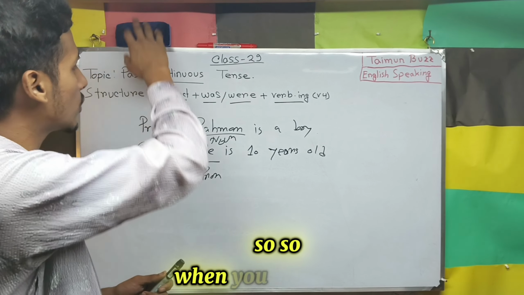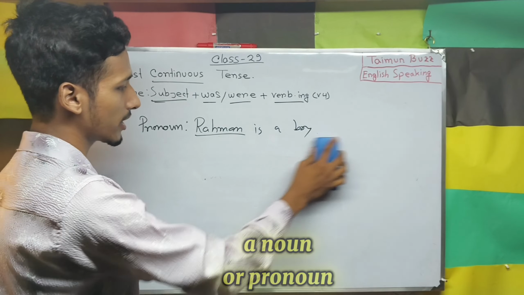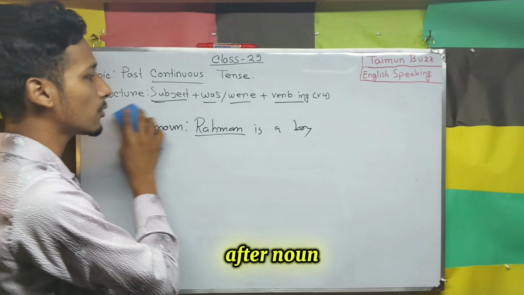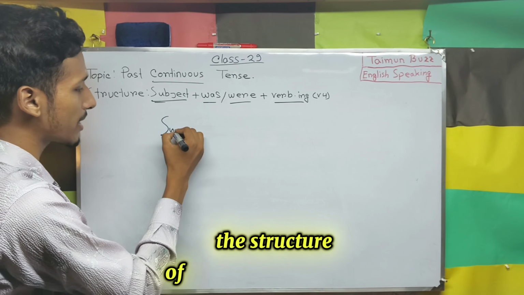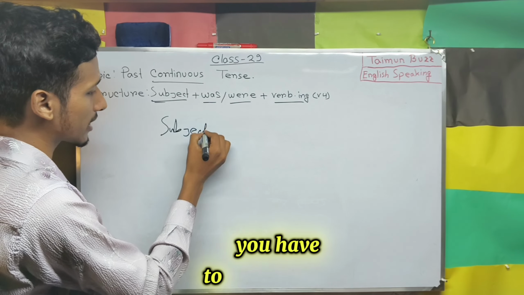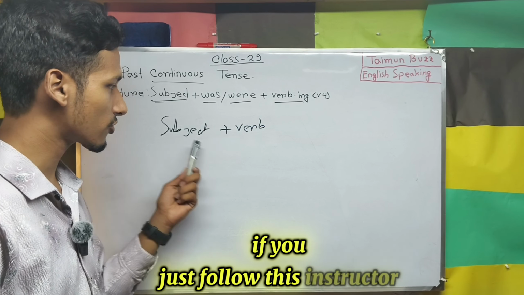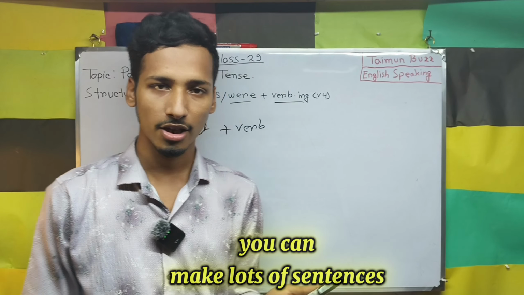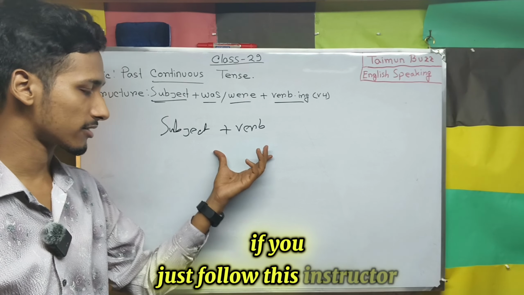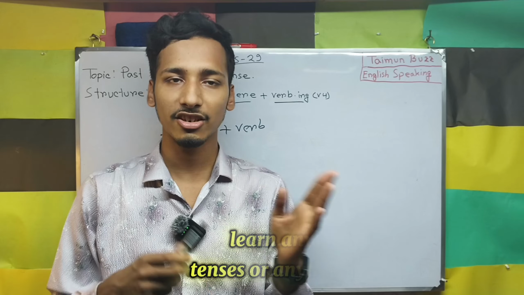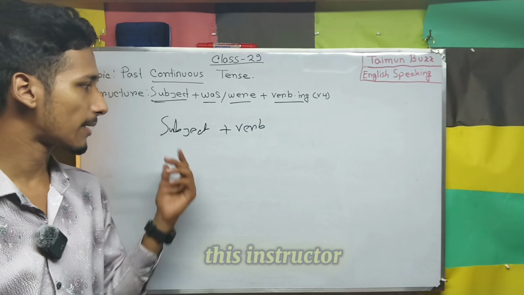When you are making any sentences, first you have to take a noun or pronoun, then you can make sentences. After the noun, then you can take a verb. The structure of making any sentence is, you have to take a subject, then you have to take a verb. If you just follow this structure, you can make lots of sentences, lots of uncountable sentences. If you just follow this structure, you don't need to learn any tenses or anything. You only need to remember this structure: subject plus verb.